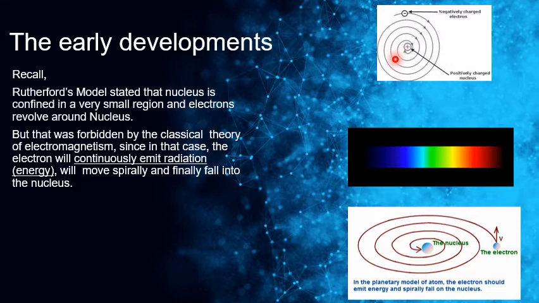And one more thing to note here: when this electron will lose energy and fall into the nucleus, during this time it will emit light, and that light would be of several different colors. If plotted, it will be something like this, a continuous band of spectrum.